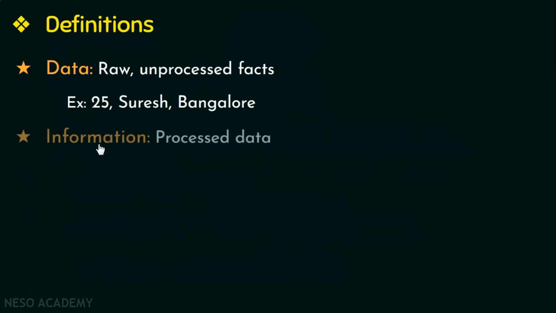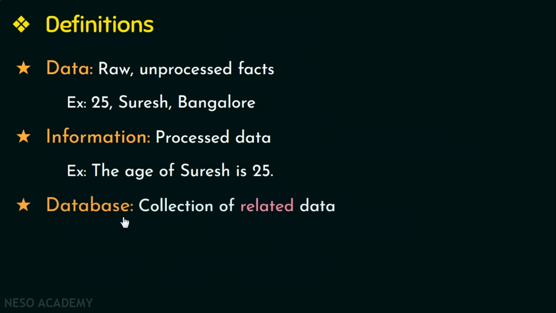Next, what is information? These unprocessed facts, otherwise called data, when they are processed to make a meaningful context, that is called information. Or in other words, I can say it is the processed data. Like for example, the age of Suresh is 25. So here I take the raw facts, process them to make a meaningful context, and that is called information.